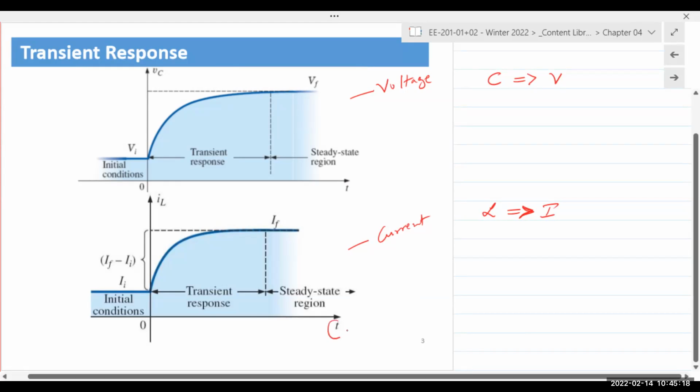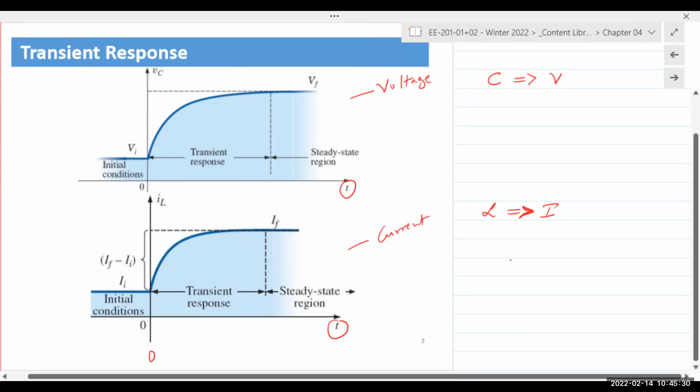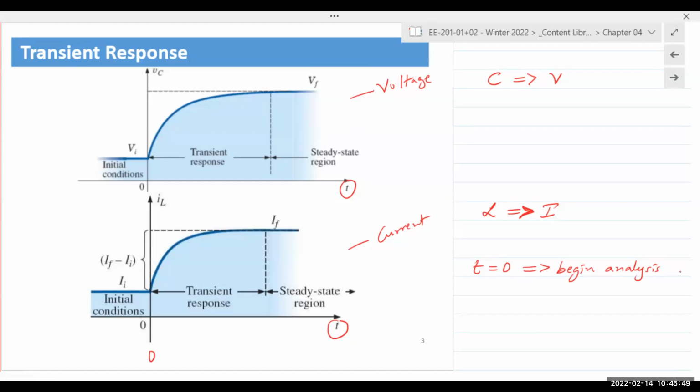Here, the x-axis is always time. It could be milliseconds, microseconds, or seconds. It'll be given in the problem itself. And this is 0, meaning the point at which you begin your analysis. Time t equal to 0 is simply the point at which we begin our analysis. That is the point in time where something changes, whether the source is connected to a component and it begins charging, or whether the source is disconnected and it begins discharging.